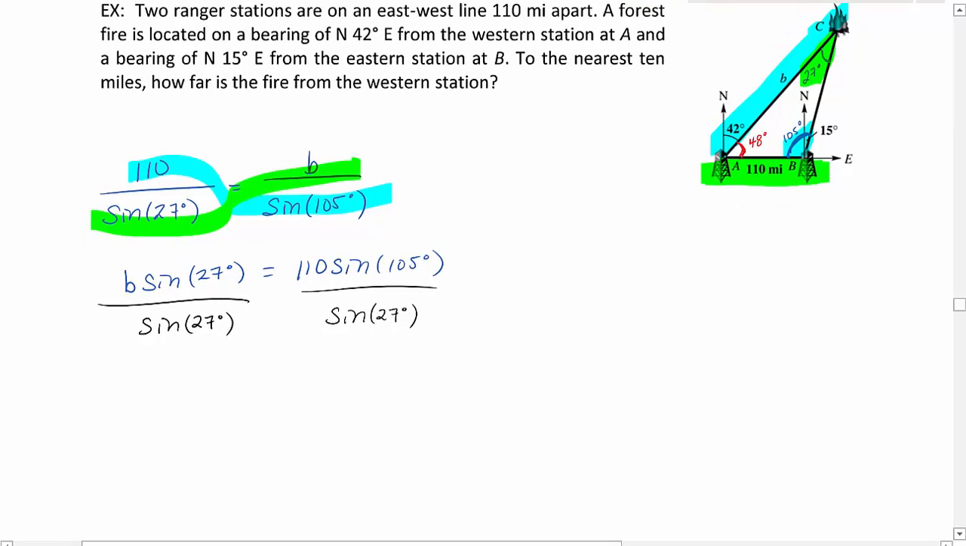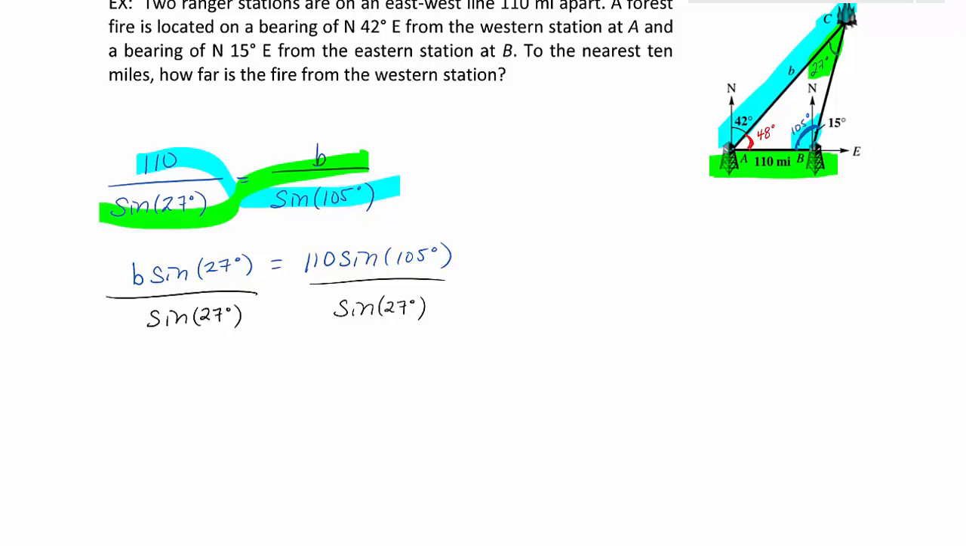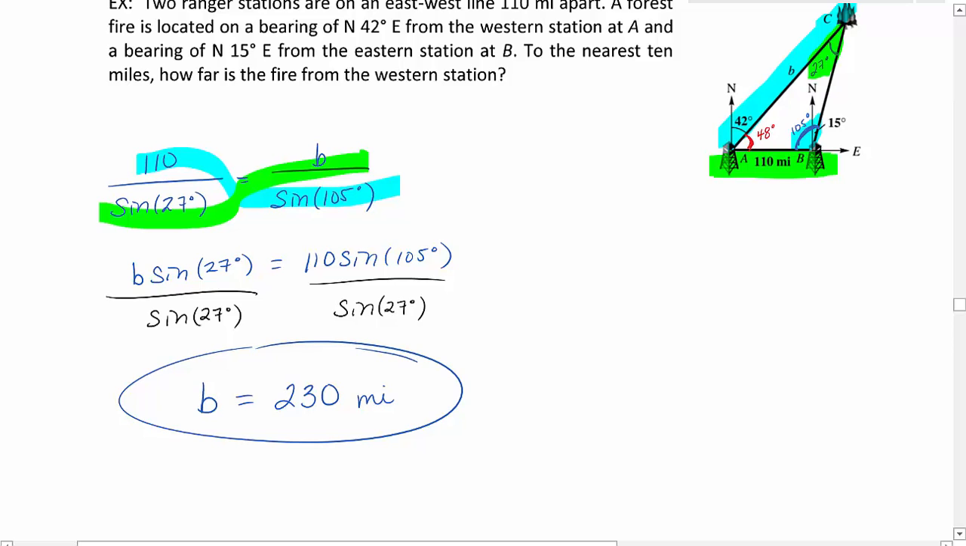Our direction said to round to the nearest 10 miles, so let's plug this in and then round to the nearest 10. We get our side B rounds to 230, and our unit is miles. And since our angle B is so big at 105 degrees, I certainly expect this side B to be substantially larger than the 110, and it is.